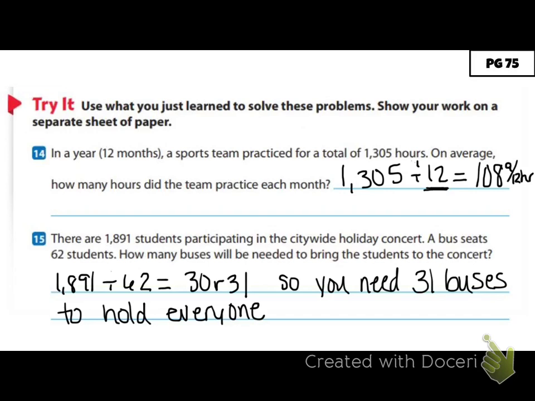So number 15, you would take 1,891 and divide it by 62. When you do that, you get 30, remainder 31. Well, we're trying to take all the people to the concert, so you would need to make sure for your remainder that you add another bus so that they're able to go. So you would have 30 full buses, plus you would need to add one more to cover the ones that don't fit on the other buses. So you would need a total of 31 buses to hold everyone.